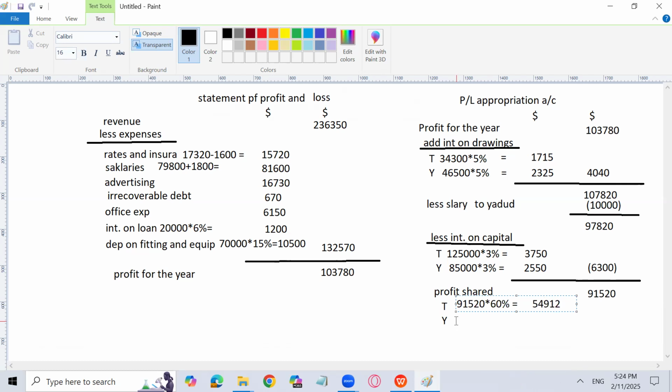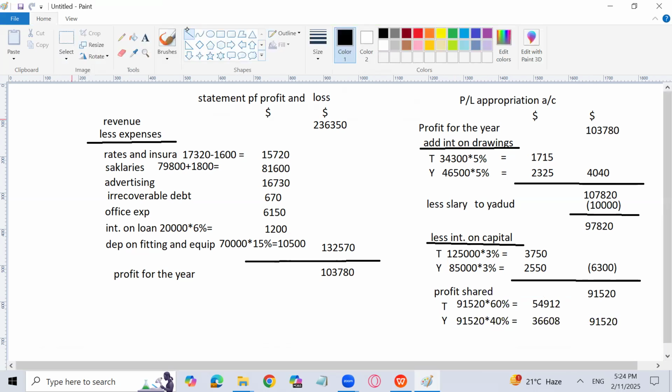54912. And here I will write 91520 multiplied by 40%. That is 36608, and the total will become again the same, that is 91520. This is how we will basically use the profit share to be distributed between the partners. And this is how we'll write the profit share in the appropriation account. Okay.